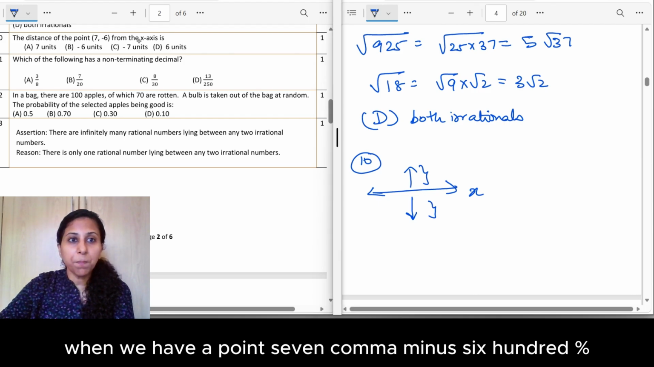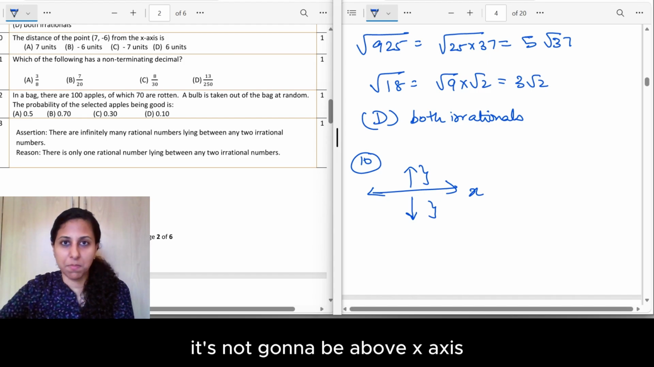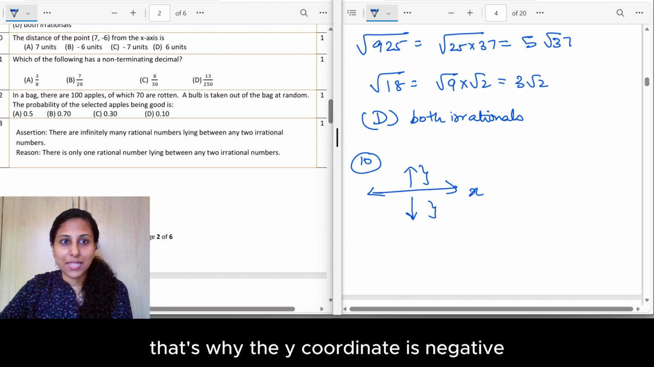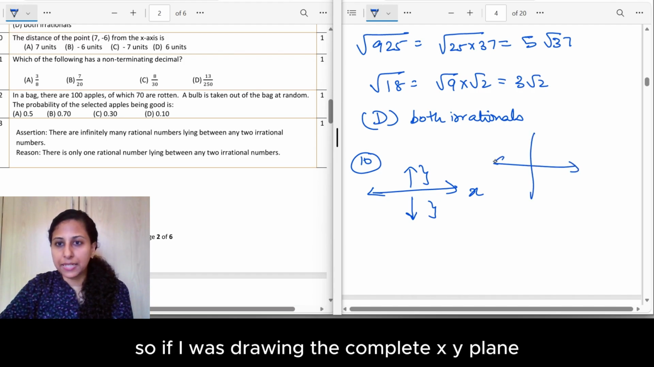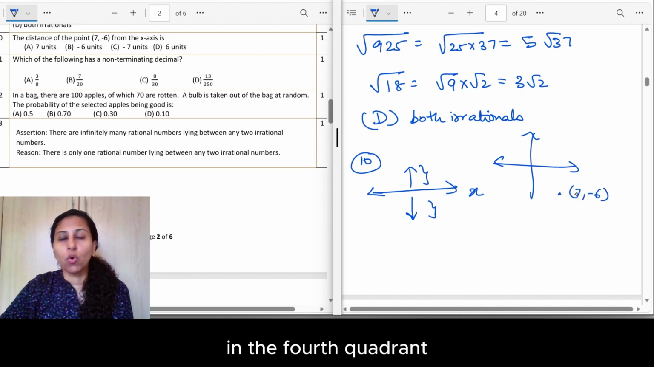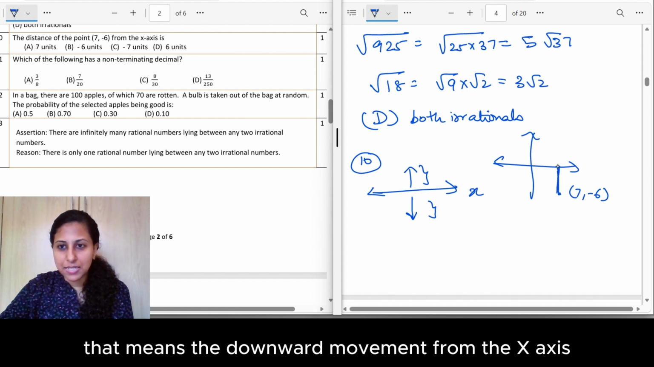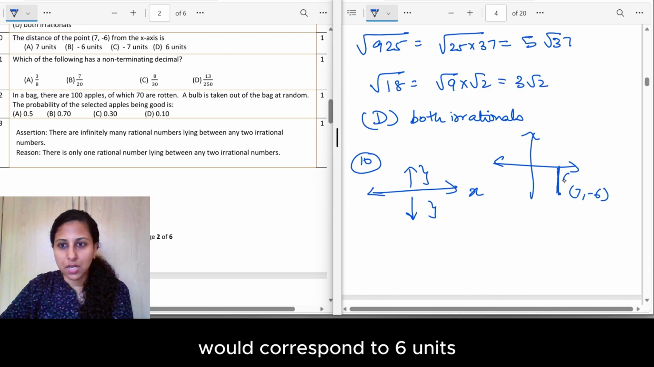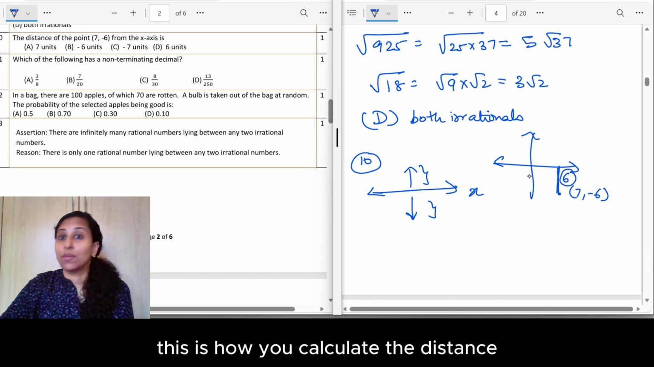So when we have a point 7 comma minus 6, 100% this would be below x-axis. It's not going to be above x-axis. It's going to be below. That's why the y-coordinate is negative. So if I was drawing the complete xy plane, 7 comma minus 6 would be a point somewhere over here in the fourth quadrant. And we know that this distance over here, that means the downward movement from the x-axis would correspond to 6 units. This is how you calculate the distance.